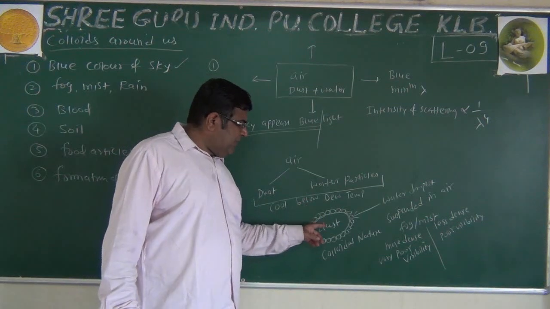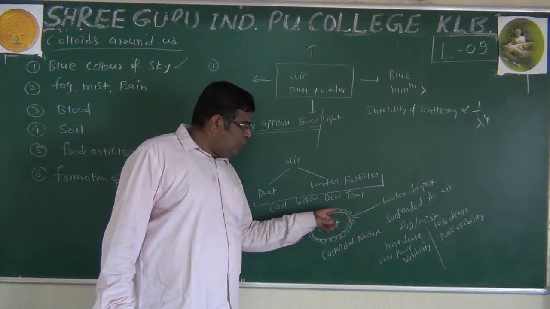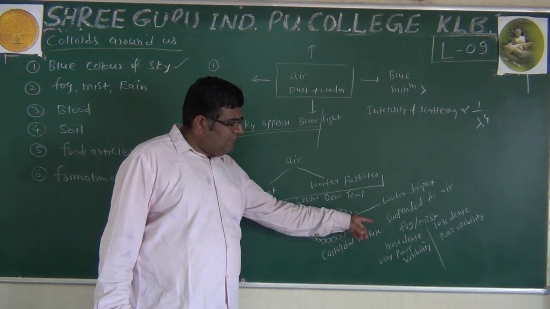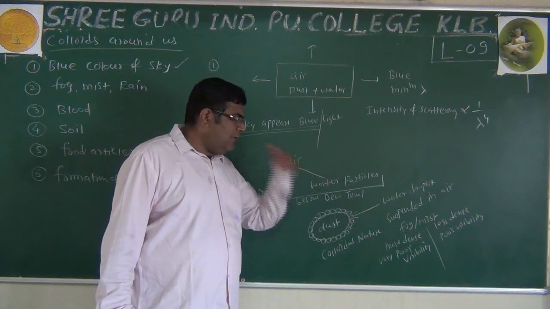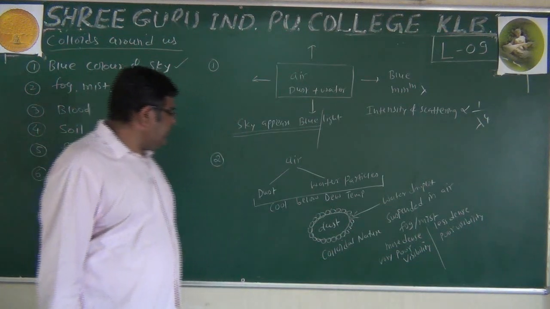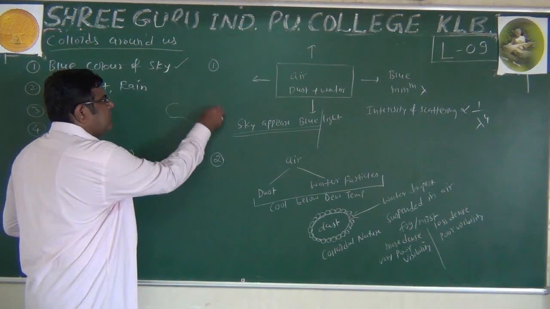These are dust particles of colloidal nature suspended in air, which accumulate water droplets. That may be more dense in the form of fog, or less dense in the form of mist.